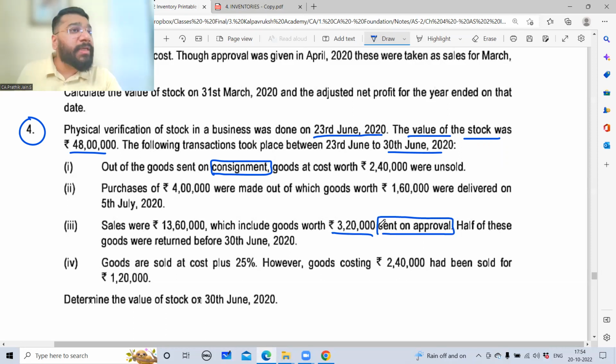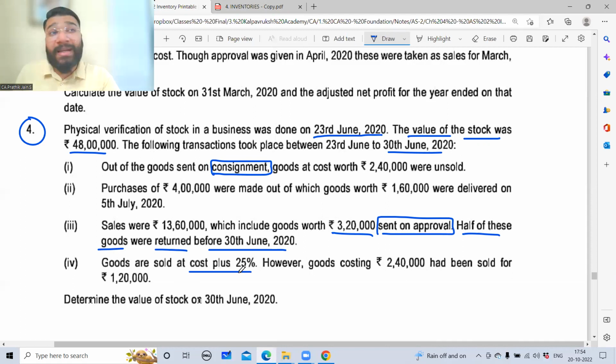Your SOGRA concept is also included here, sale of goods on return or approval basis. Wonderful. So valuation of inventory tested, consignment tested, sale of goods on return or approval basis tested. Half of these goods were returned before 30 June. Half of the goods were returned, which came back to your godown. Remaining half, no information. Goods are sold at cost plus 25%.